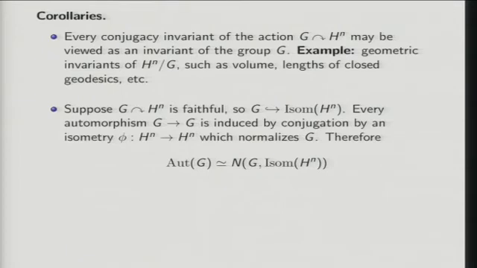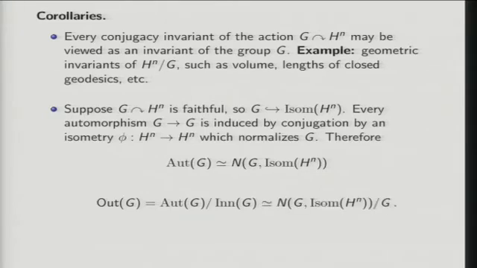So this is one way of getting your hands on the automorphism group of G. But if you're interested in, say, the outer automorphism group, this is another standard group theoretic object. The automorphism group modulo the normal subgroup of inner automorphisms, the ones coming from conjugation. And then in this case, what you get is the normalizer modulo the original group G. And since this G is a co-compact subgroup of the isometry group, this is going to be a compact group. And it's not hard to see it's zero-dimensional. So the upshot is that this outer automorphism group is a finite group.